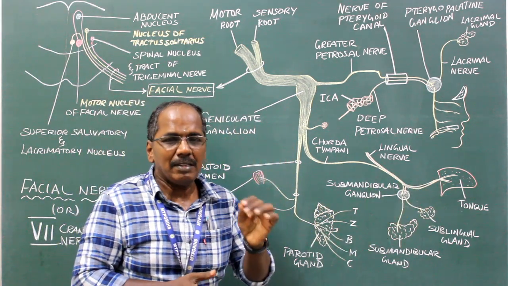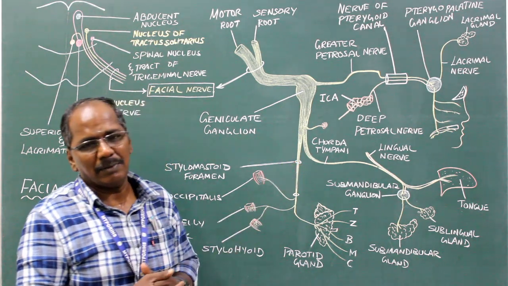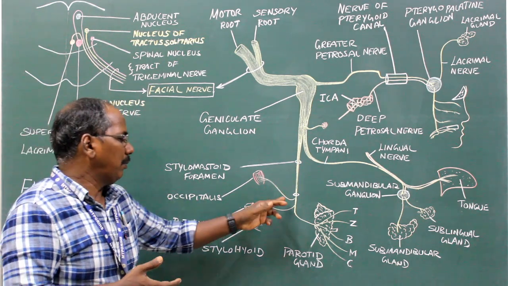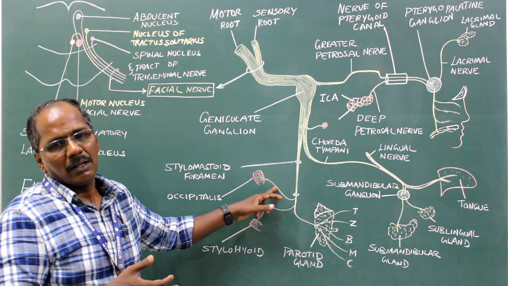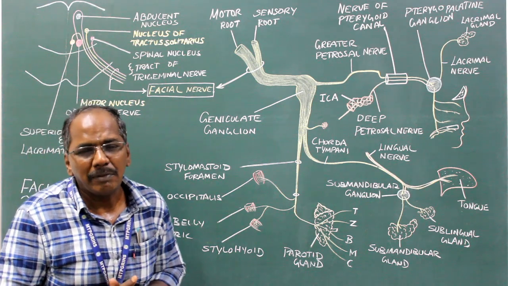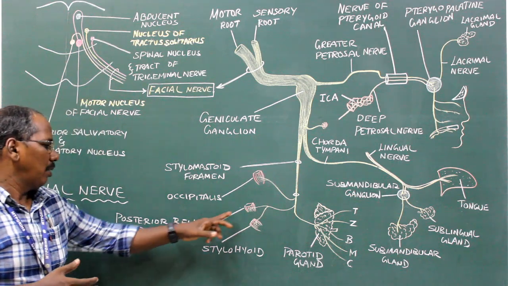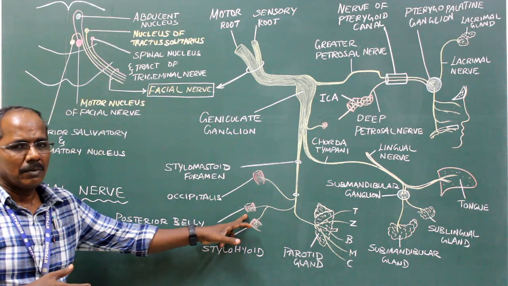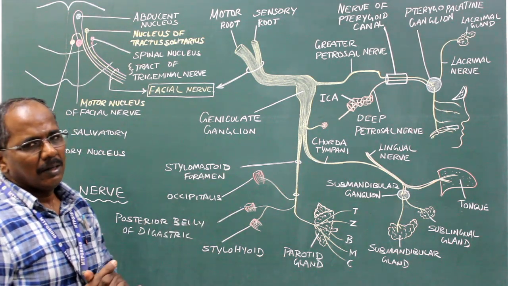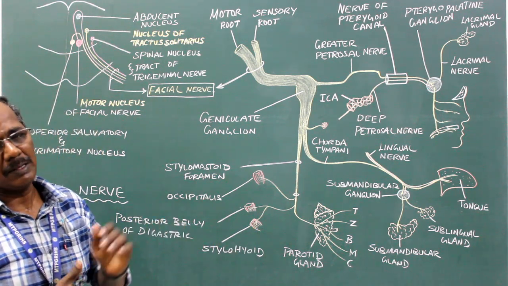Branches of facial nerve. After emerging from the stylomastoid foramen, there are 3 branches. Number 1, posterior auricular nerve, which supplies the occipital belly of occipitofrontalis. Number 2, digastric branch, which supplies the posterior belly of the digastric muscle. Number 3, nerve to stylohyoid, which supplies the stylohyoid muscle.